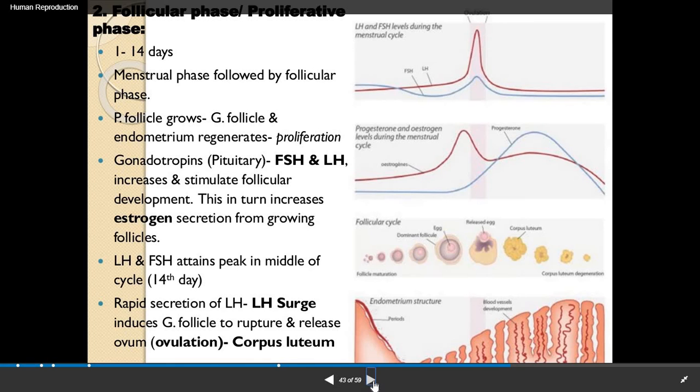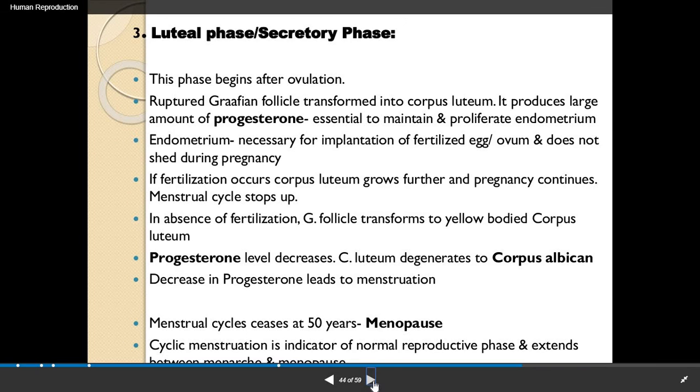This in turn increases the estrogen secretion from the growing follicles. LH and FSH attain a peak in the middle of the cycle, that is, at the 14th day. Rapid secretion of LH is known as the LH surge, which induces the Graafian follicle to rupture and release the ovum, and this process is known as ovulation. Now, after this ovulation, the corpus luteum is formed.